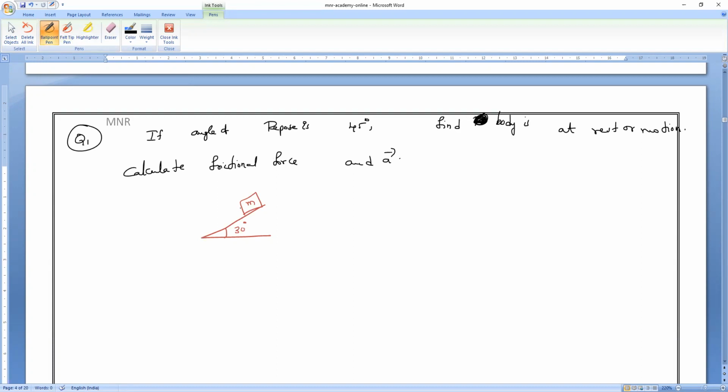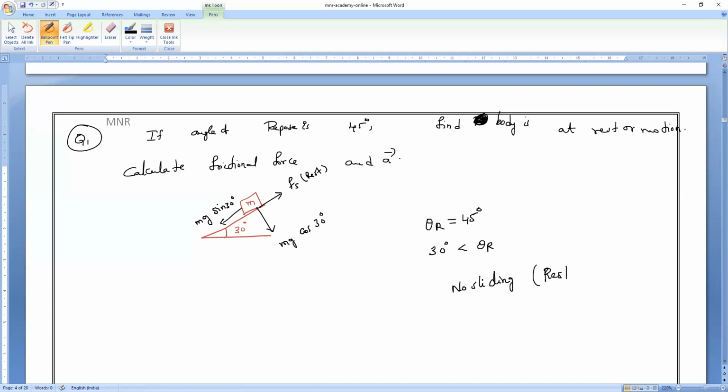So tell me. We all know that the body is at rest. This is mg sin 30, and perpendicular, downward, is mg cos 30. As we know, if it is at rest, it is static friction, not limiting friction. How can I say that? The angle of repose is 45 degrees, but the applied angle is less than the angle of repose. Sliding or no sliding? No sliding. So no sliding means directly I can say acceleration is equal to 0.